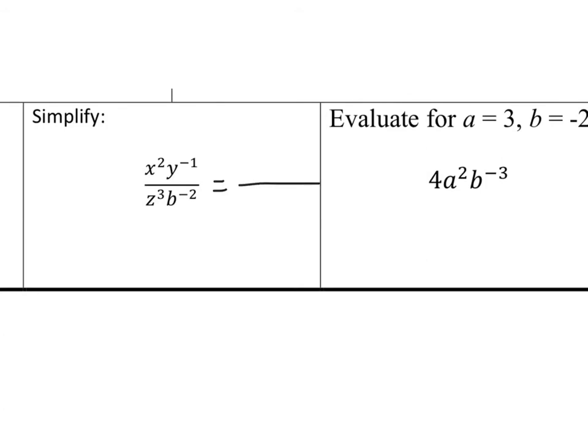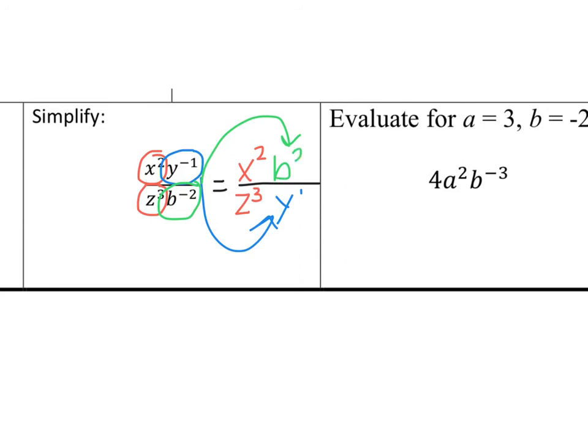I'm going to circle the bases that have positive exponents, which is x squared and z to the 3rd. They stay where they are, so I'm just going to rewrite them, x squared and z to the 3rd, and they stay because they have positive exponents. I'm going to circle the ones that have negative exponents, so y to the negative 1. It's negative on the top, so I'm going to bring it to the bottom and make it positive. B to the negative 2 is negative on the bottom, so I'm going to bring it to the top and make it positive. And that's it. We are done.